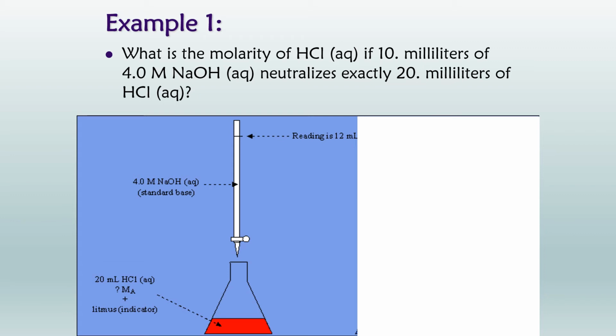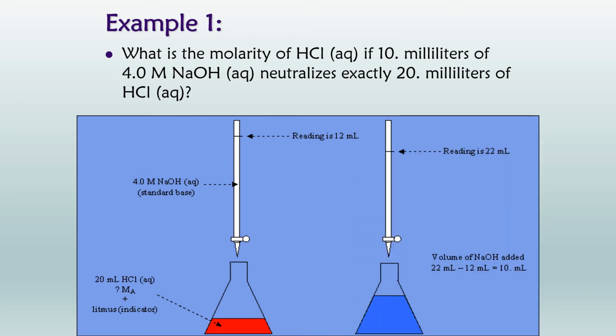The question is asking, what is the molarity of hydrogen chloride, which is an acid, hydrochloric acid, if 10 milliliters of 4 molar sodium hydroxide, which is a base, neutralizes exactly 20 milliliters of hydrochloric acid? Now, the first step to set up a titration experiment for this is to pour 20 milliliters of our acid into the flask, and then pour a 4 molar sodium hydroxide solution in our burette. Next up, we titrate out 10 milliliters of the sodium hydroxide.